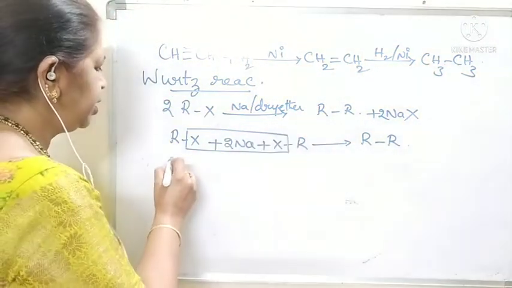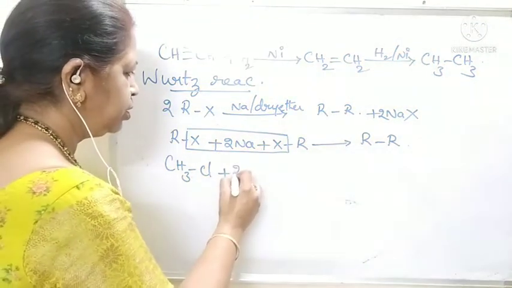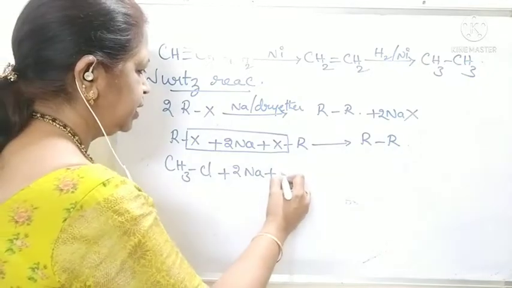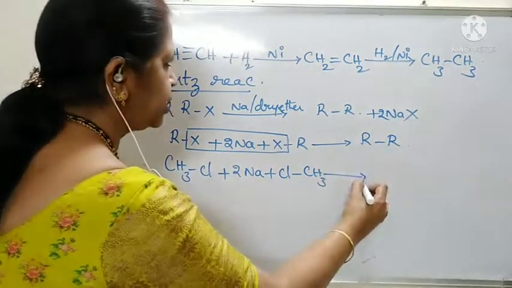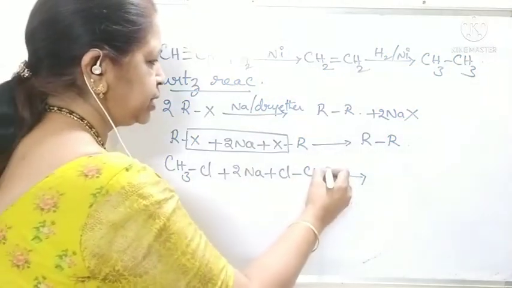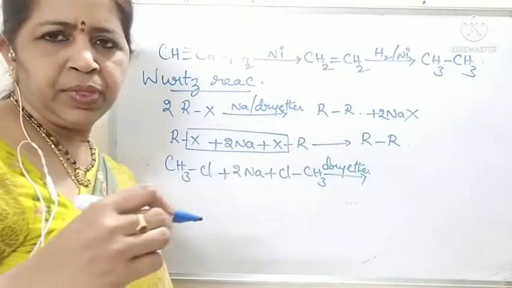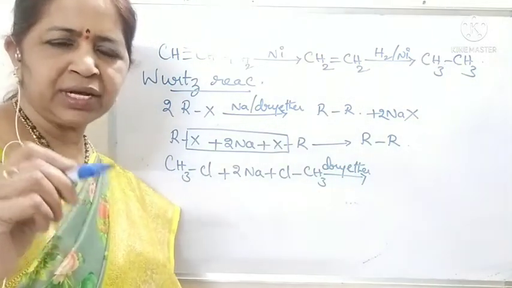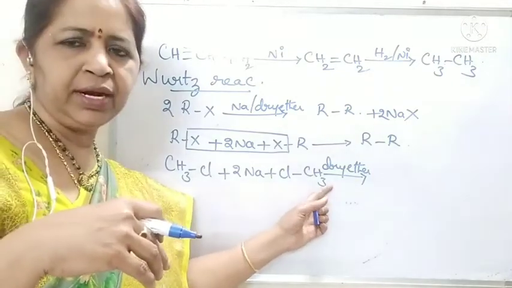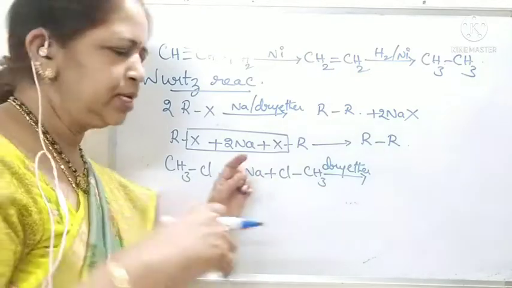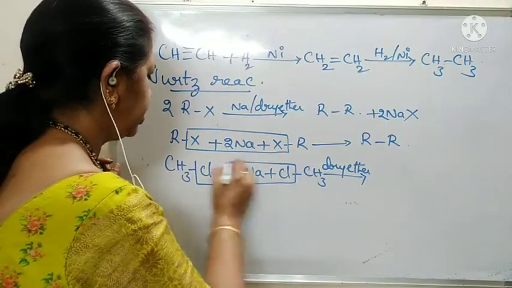For example, if we take methyl chloride, 2Na plus methyl chloride, again in the presence of dry ether. Dry ether is the solvent used for this. The ether should not have moisture because that moisture will react with the sodium. So, ether should be very, very dry.